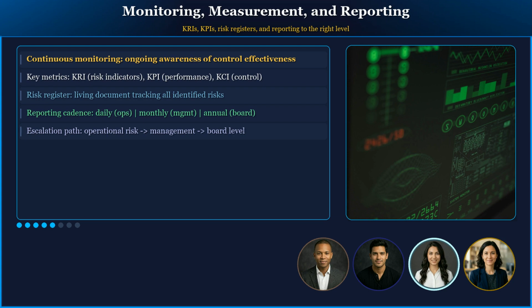The escalation path is just as important as the reporting itself. An operational risk that crosses a threshold should automatically trigger a defined escalation, from the security analyst to the CISO, and from the CISO to the board if it reaches a material level. Without defined thresholds, critical risks get buried in weekly status reports.